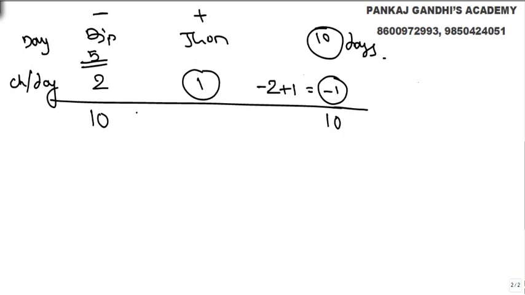Same is the concept of pipes. Some pipes can fill the tank. Some pipes can empty the tank. Now the first question given here is, pipe A alone can fill the tank in 30 minutes. Pipe B alone can fill it in 45 minutes, while C alone can empty the full tank in 20 minutes.